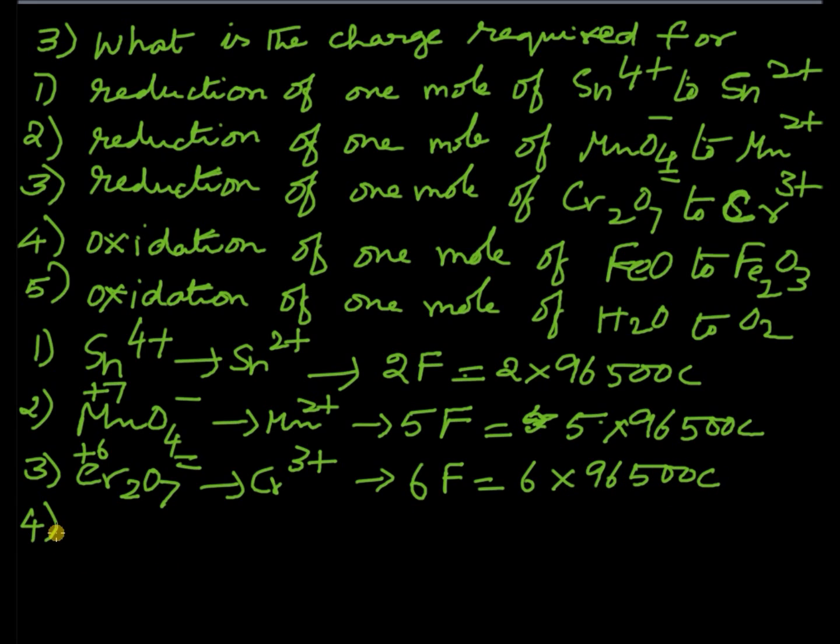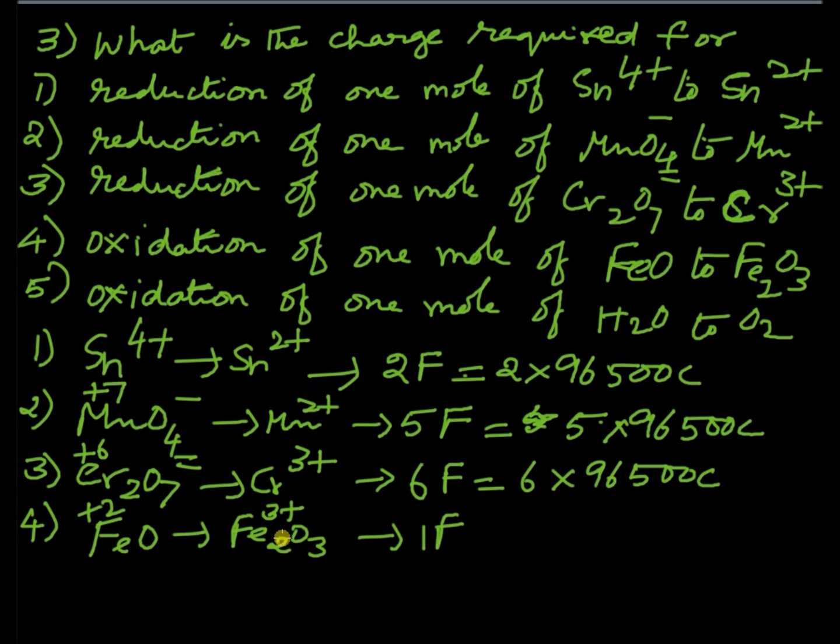Fourth one involves the oxidation of 1 mole of FeO to Fe2O3. FeO is ferrous oxide, in which iron is in the plus 2 oxidation state. When it is oxidized, it forms ferric oxide, where iron is in plus 3 state. So, it is only 1 mole of FeO, which contains only 1 iron atom. So, it is only 1 Faraday.